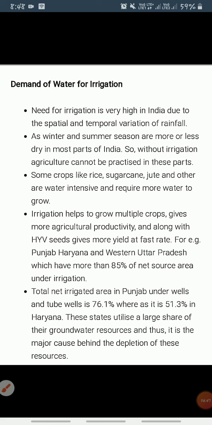Breaks in monsoon or its failure creates dry spells detrimental for agriculture. So the water need of certain crops also makes irrigation necessary. For instance, the water requirement of rice, sugarcane, jute, etc. is very high, which can be met only through irrigation. So provision of irrigation makes multiple cropping possible.